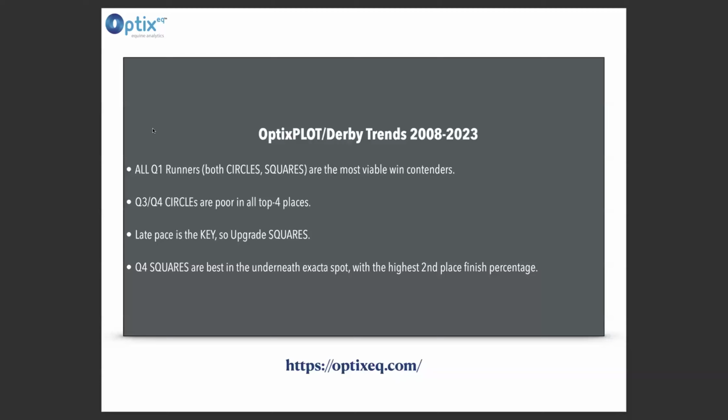Q3 and Q4 circles are just bad in all top 4 places. They're just a toss, essentially. Late pace is the key, so we want to upgrade those squares. We saw that heat map with all the squares in all the different quadrants. And then Q4 squares are the best underneath exacta spot with the highest second-place finish percentage. So that's it in a nutshell from a plot perspective.